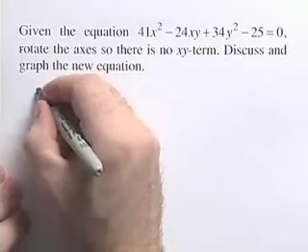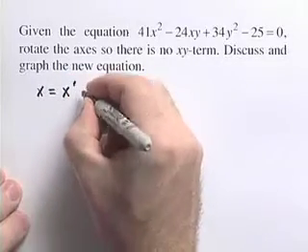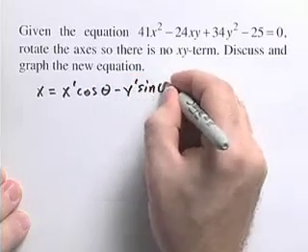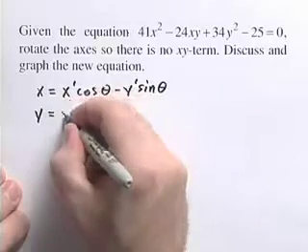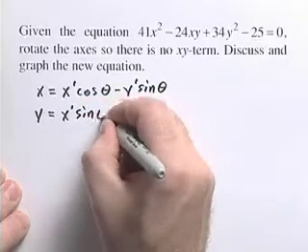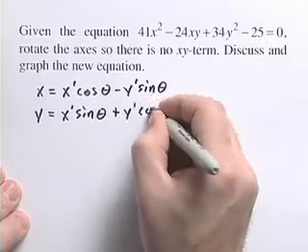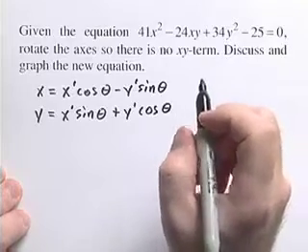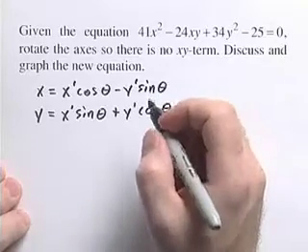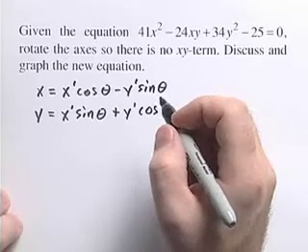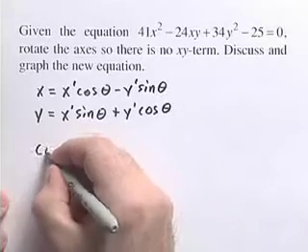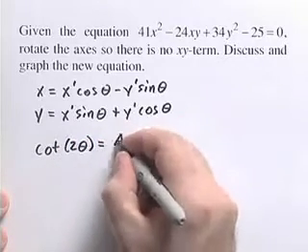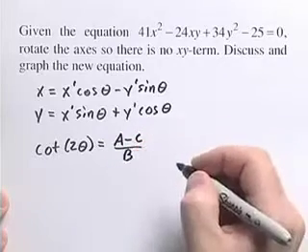If we substitute x equals x prime cosine theta minus y prime sine theta, and y equals x prime sine theta plus y prime cosine theta, we will transform our equation into one that represents a rotation through an angle theta. To eliminate the x prime y prime term in the new equation, we need to have a cotangent of 2 theta equal to a minus c over b.